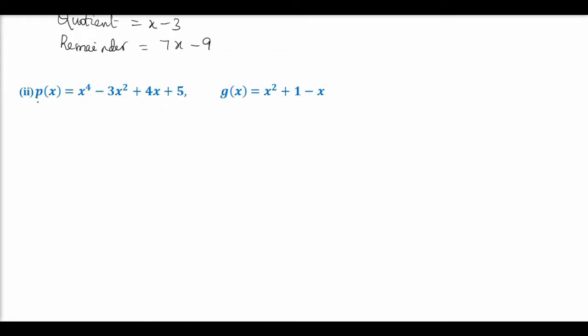Okay, now we'll proceed to the second subdivision. The second subdivision is p of x is x power 4 minus 3x square plus 4x plus 5 and g of x is x square plus 1 minus x.